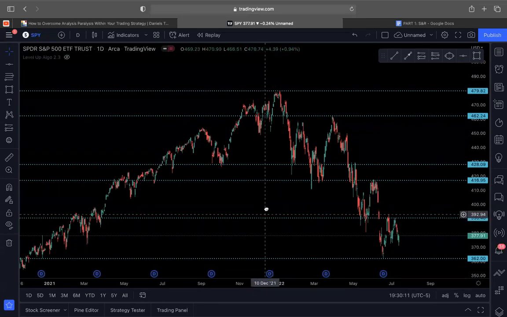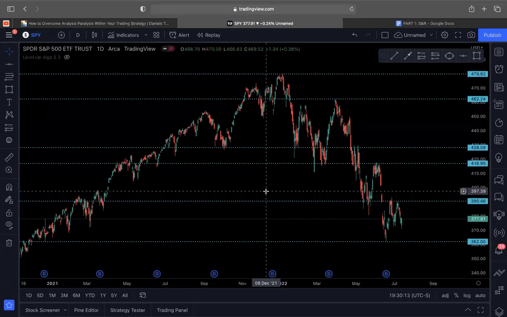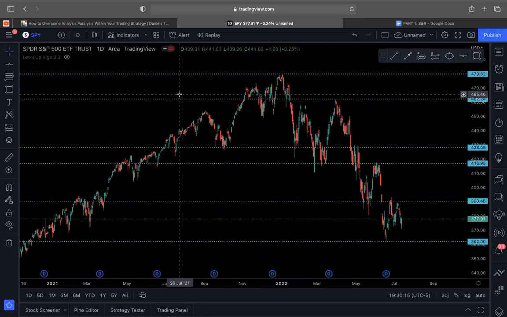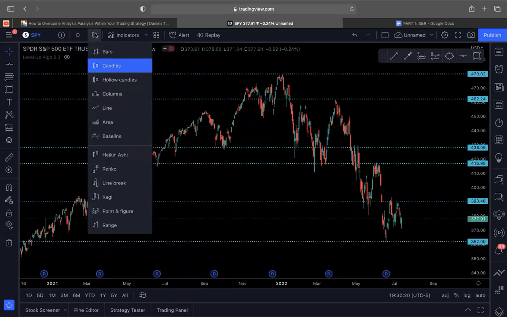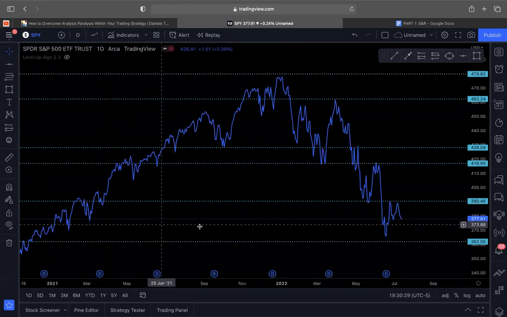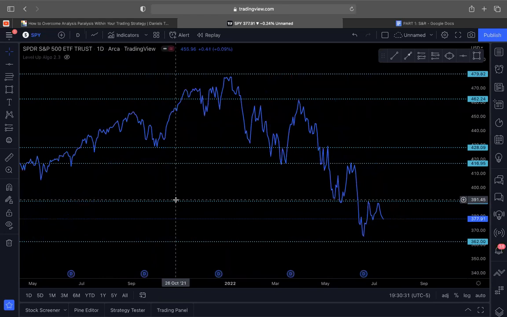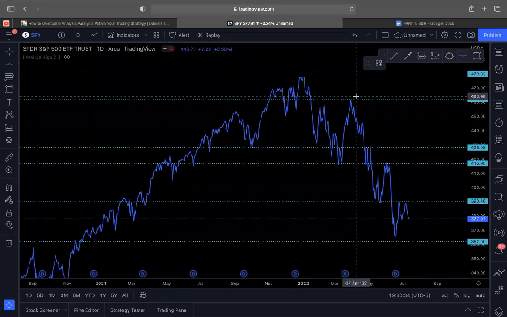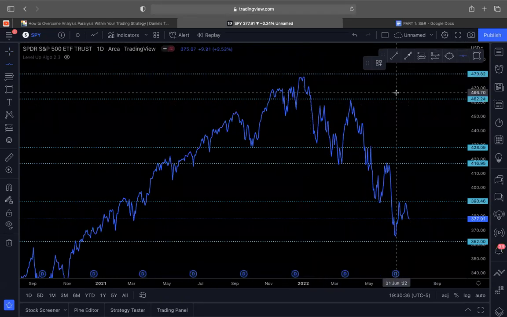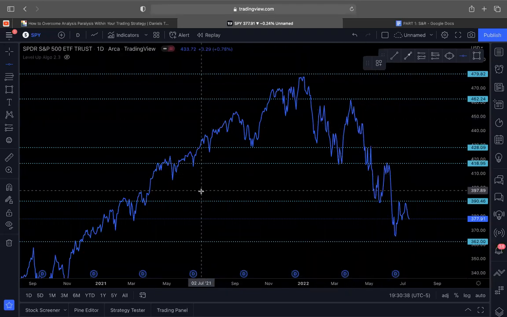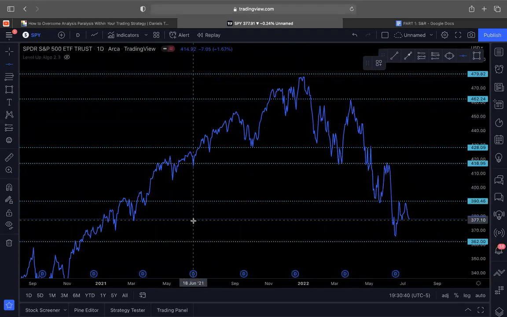So now what I like to do, especially in the kind of market we're in, guys, is come down and do the lines, right? I just found this out today. I knew how to do it on the phone. I didn't know how to do it on desktop. So come to here where it says candles, come to this line chart, and there you go. Look, it's a lot cleaner, right? And it makes your levels a lot more reliable.